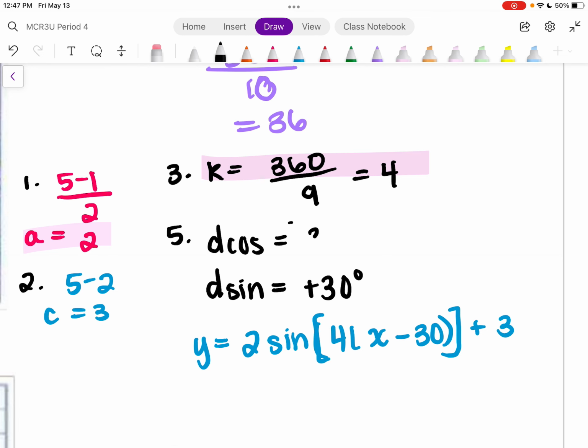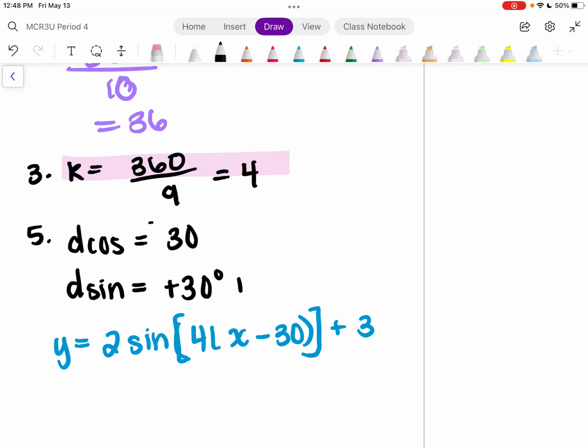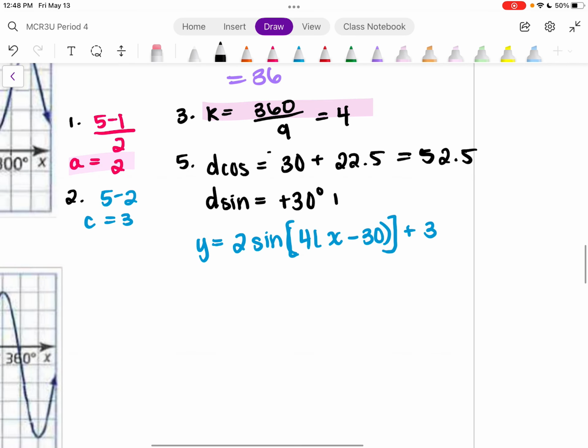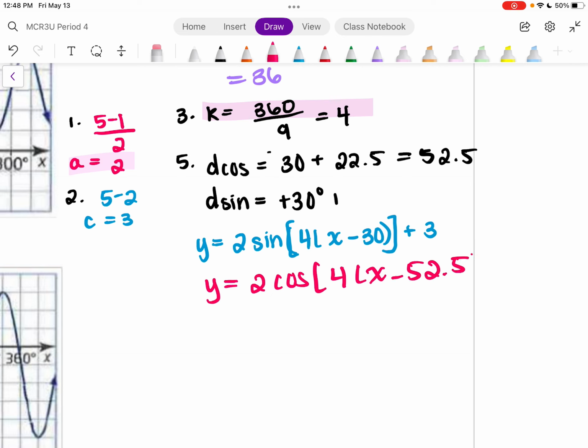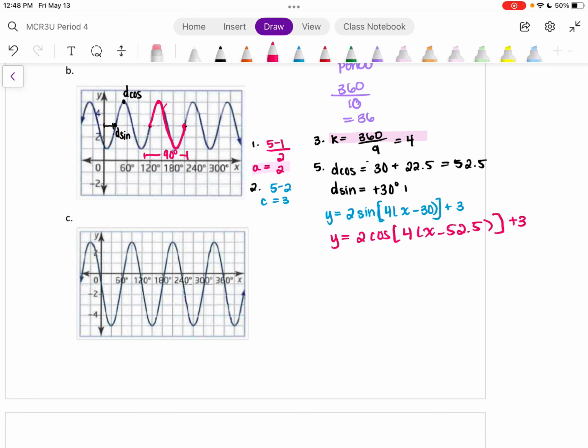So it's going to be 30, and then we're adding the interval. So 30 plus the interval, which is the period divided by 4, which is 90 divided by 4, which is like 22.5. So our d cos is going to be 52.5, which makes sense because it's just a little bit less than sine. So y equals 2 cos, everything else stays the same, 4x minus 52.5 instead of 30, plus 3. Okay, so that's how you solve that one.